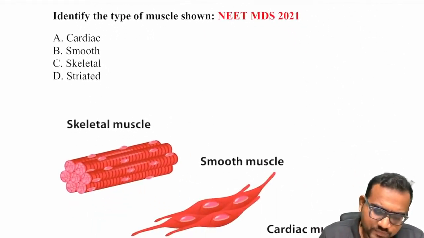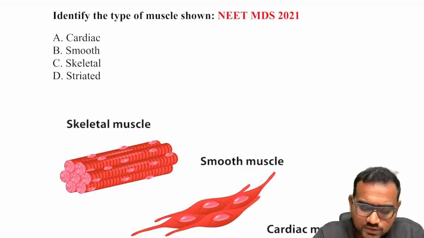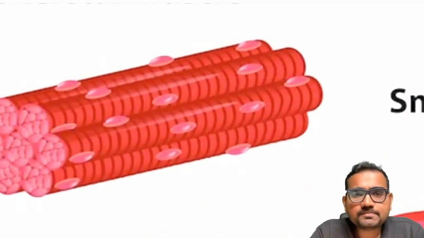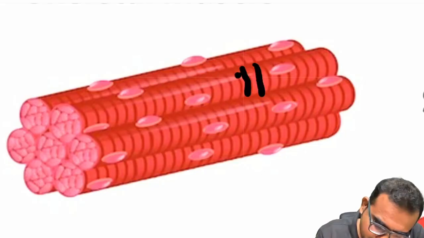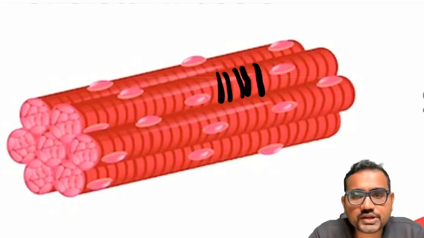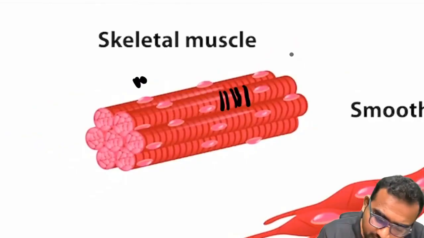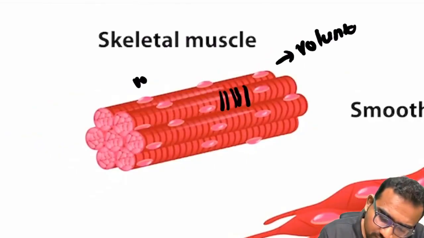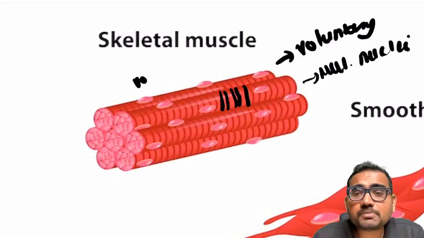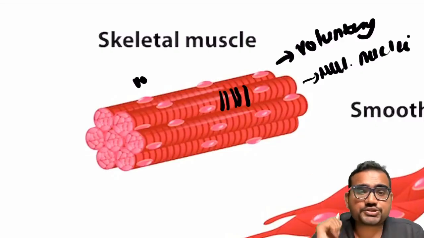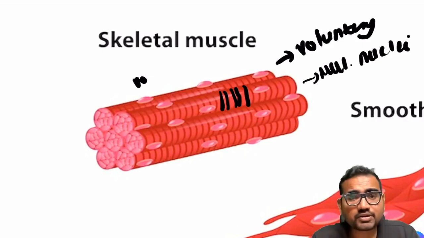Now coming back to the next question, identify the type of muscle shown here. So here it was smooth muscle. Okay, see, this is a skeletal muscle. Skeletal muscle has a lot of striations, you can see here, right? It is a voluntary muscle. It will have multiple peripheral nuclei. It will have striations. It will not have branches or intercalated ducts.